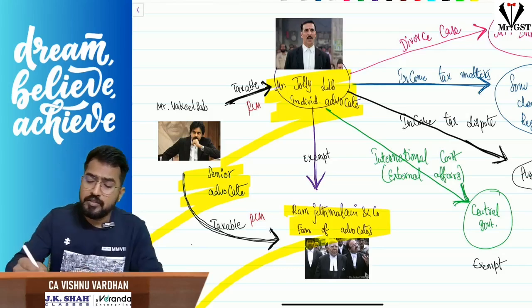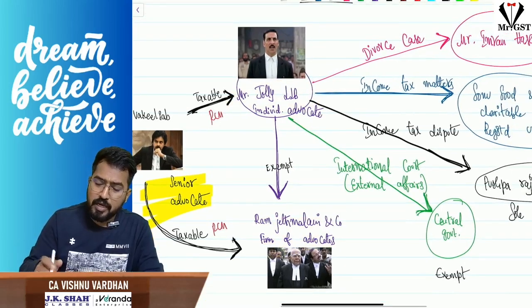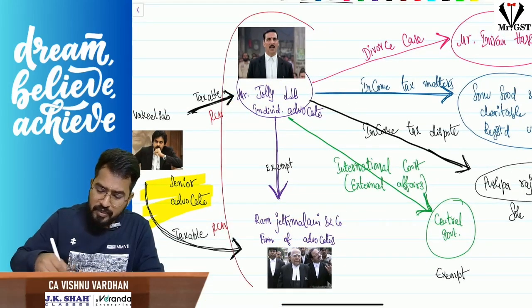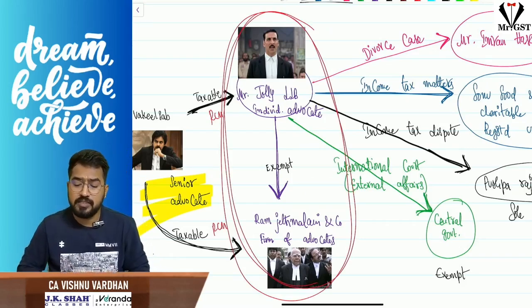So Jolly LLB providing services to Ram Jetmalani and co, firm of advocates. Sir, advocates to advocates other than senior advocate, exempt under GST. So this is exempt.